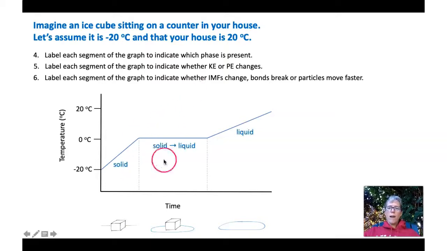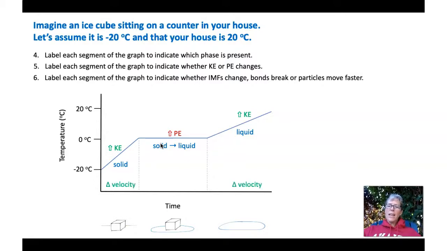So as we label the graph, we've got solid and we have liquid, and when the temperature is flat, we've got a phase change, solid to liquid. When the temperature changes at the macroscopic level, that means we have a kinetic energy change at the microscopic level. When the temperature is flat, and when the phase changes, that means we've got a change in potential energy. Since kinetic energy equals 1/2 mv squared, v for velocity, in these kinetic energy segments, the particles are changing their velocity. In the potential energy segment, that heat is going to the particles to overcome their IMFs.